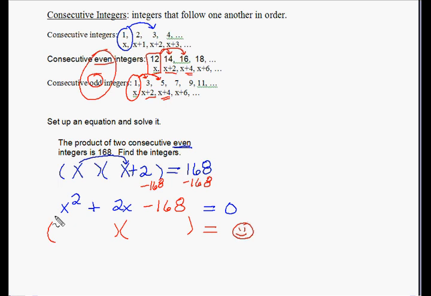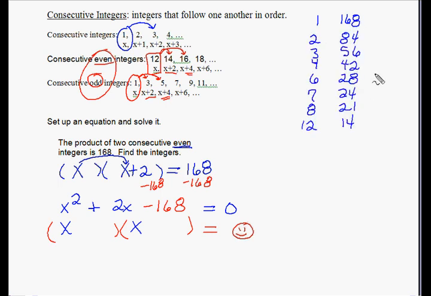Breaking down the first term, we have x and x, and breaking down 168. Well, that could take a while. Let's go off to the side of our paper and find all the factors of 168. 1 times 168, 2 times 84, 3 times 56, 4 times 42, 6 times 28, 7 times 24, 8 times 21, and 12 times 14, which happen to be 2 apart from each other, which is exactly what we're looking for. So we'll use that 12 and 14.